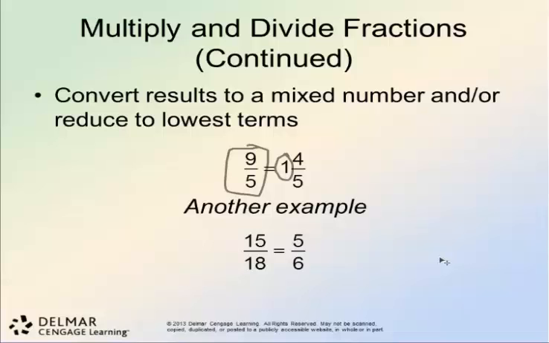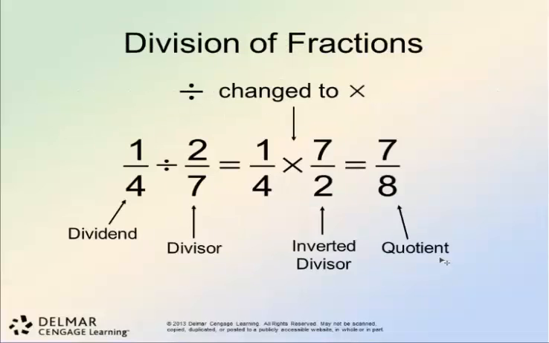And this is 15/18 is not an improper fraction, but it can be reduced because they both have a common factor of 3. So divide the numerator by 3, and divide the denominator by 3, and you get 5 over 6, which is reduced, and it is a proper fraction. We've been through this before, so this will be a quick one for us as well.